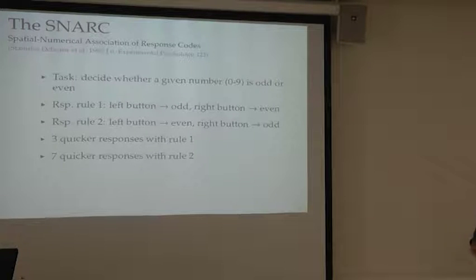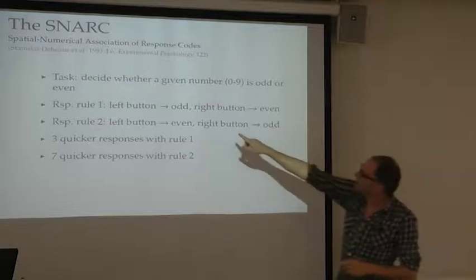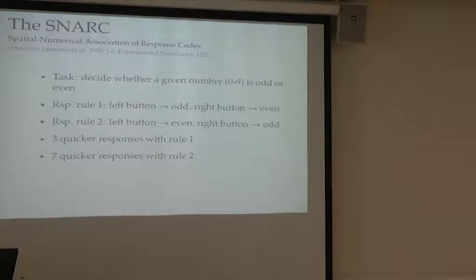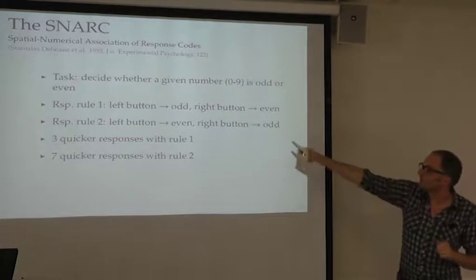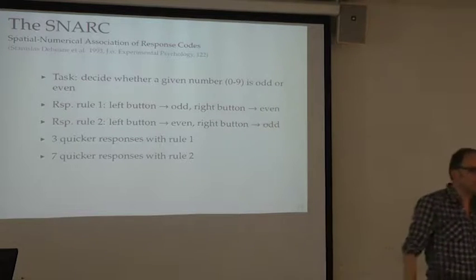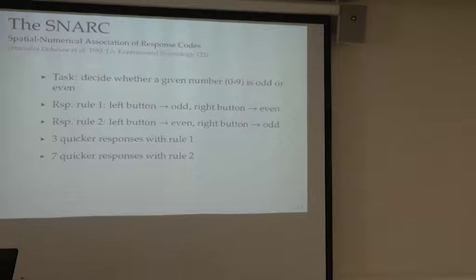Yeah? Now what happens is that if you see a 3 in the middle of your screen, 3 is odd, yeah? Then you're quicker if this is your response rule, if you have to press with the left button. If you see a 7, which is also odd, then you're quicker with the second response rule when you have to press the right button. Now the interpretation of this is as follows. You know you're going to see a number between 0 and 9, and you picture this as a line with the zero on your left-hand side and with a nine on your right-hand side. Yeah? And so when you see that seven, you have a bias towards the right. And when you see that three, you have a bias towards the left. Yeah? Okay.